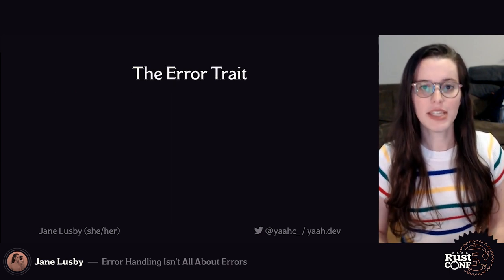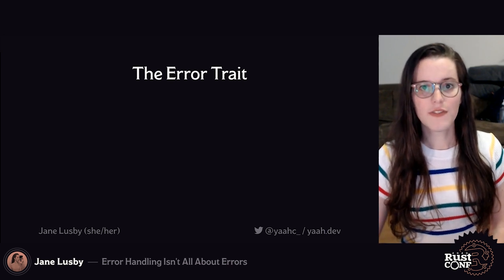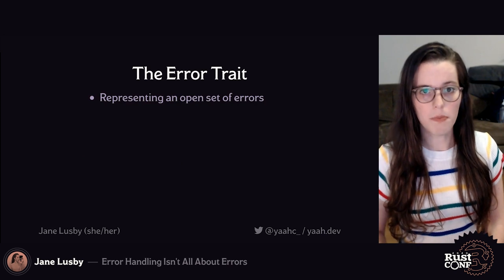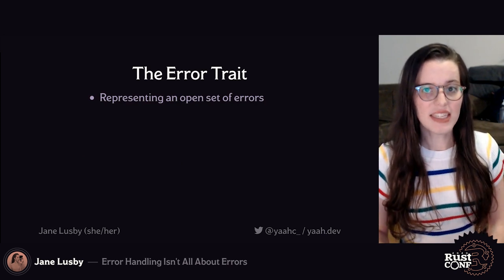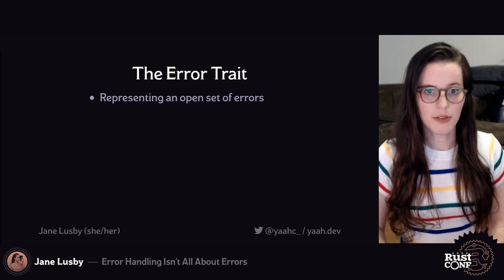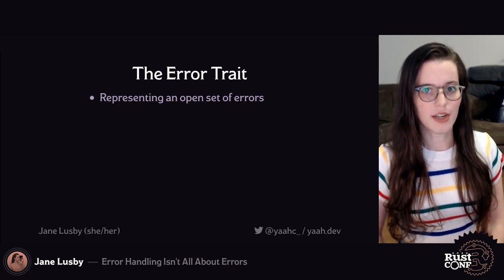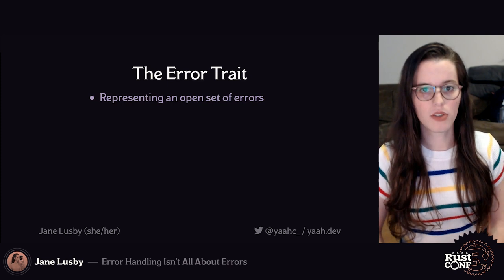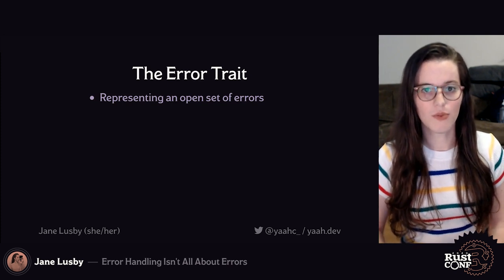Finally, we have the error trait. The error trait fills three roles in Rust. First, it lets us represent an open set of errors by converting any type that implements the error trait into an error trait object. This is important for composing errors, and it is what lets us expose our source errors via the error trait, regardless of their actual type.